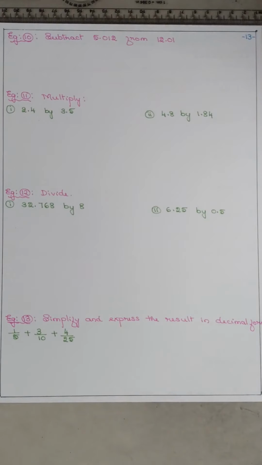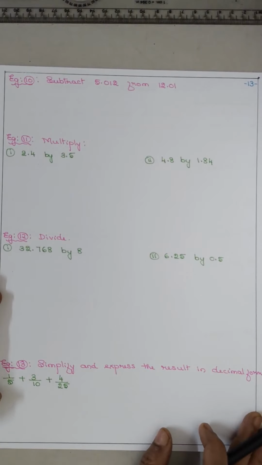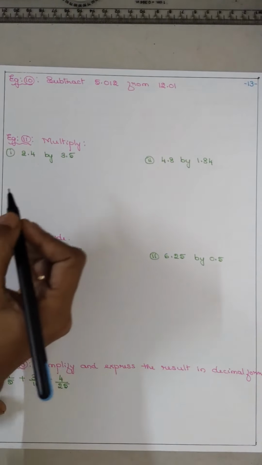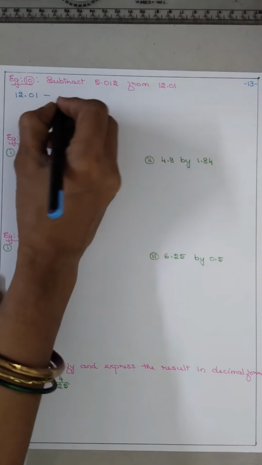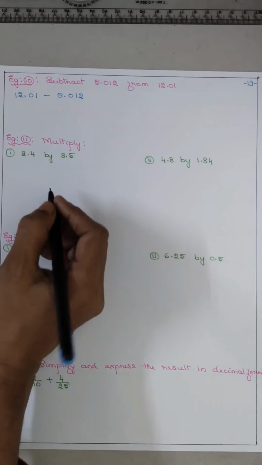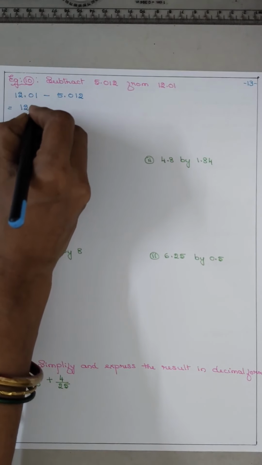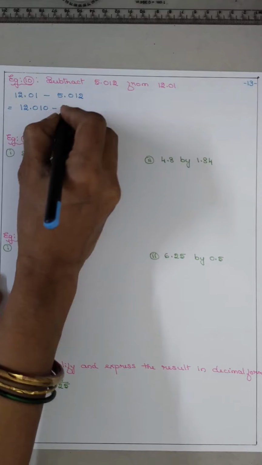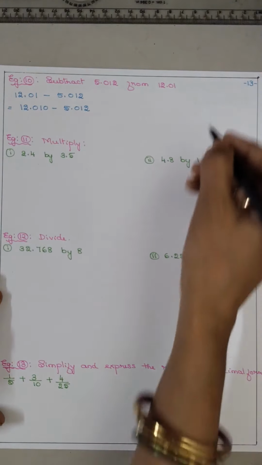Now coming to example 10, subtract. Subtract from. So the second number has to be written first, isn't it? It is 12.01 minus 5.012. Now 3 decimals, convert this also into 3 decimals: 12.010 minus 5.012.